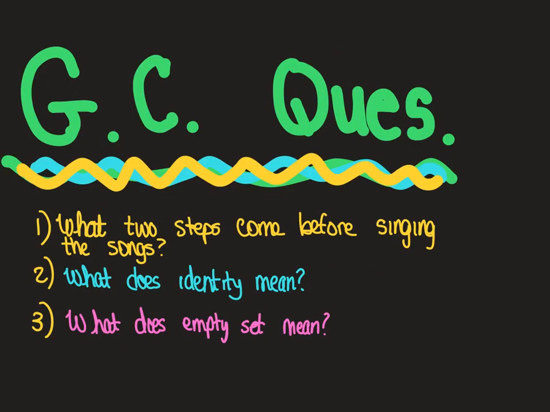Here are your Google Classroom questions. Number 1, tell me what the 2 steps are that come before we start singing the songs. Before we do minus 4x, or plus 2, what are the 2 things you have to do first? If you have them, if they're there. And number 2, what does it mean when you get identity? Like, why would you write the word identity as an answer? What does identity mean? And what does empty set mean? What does it mean when you get an empty set? If you were going to write empty set for your answer, what does that mean? Good luck.